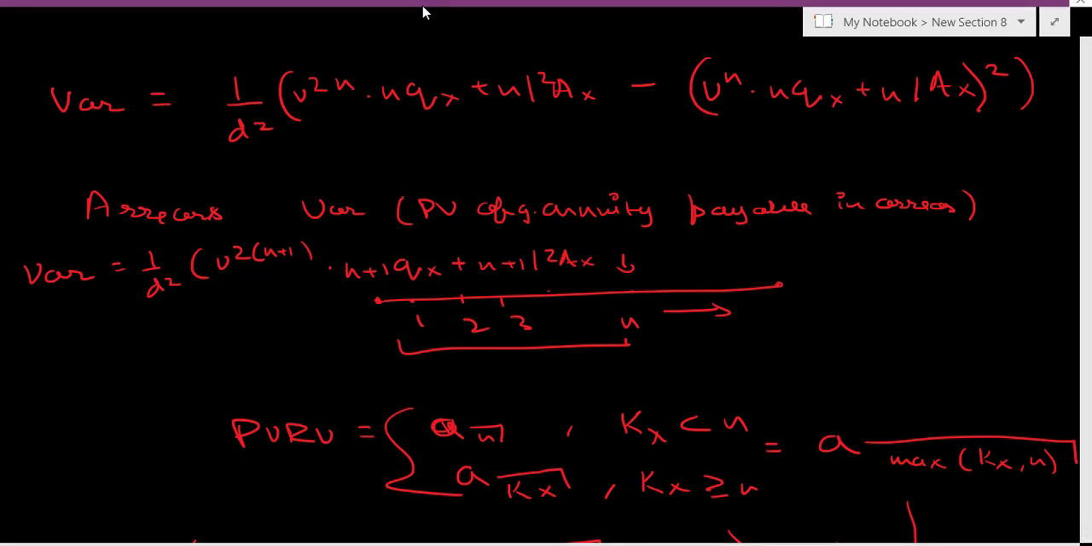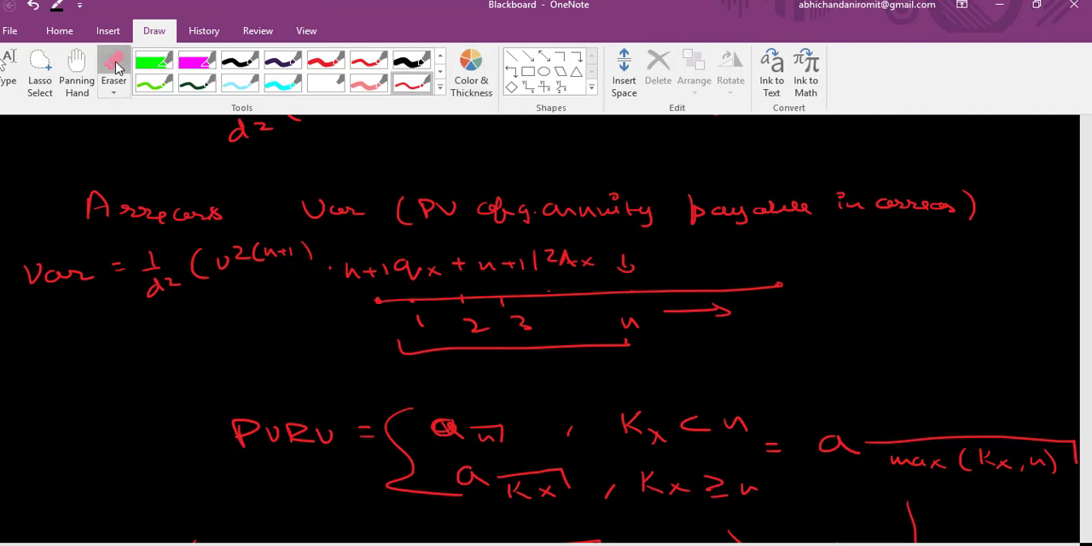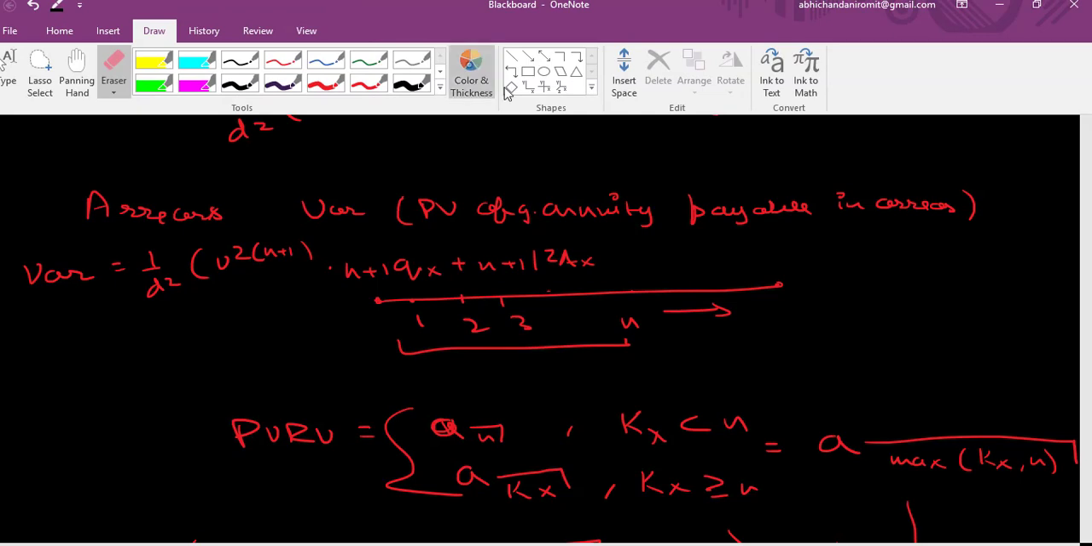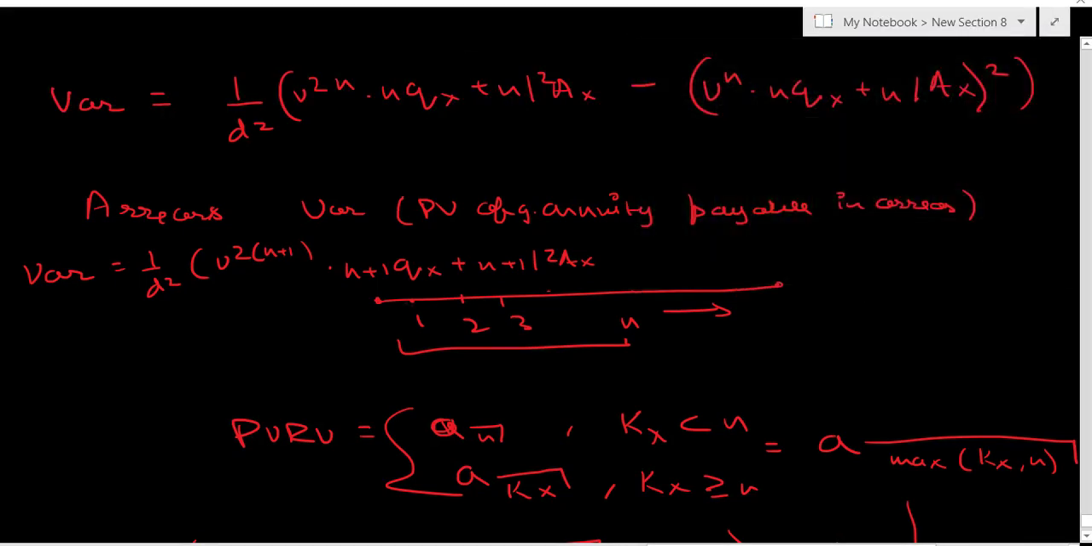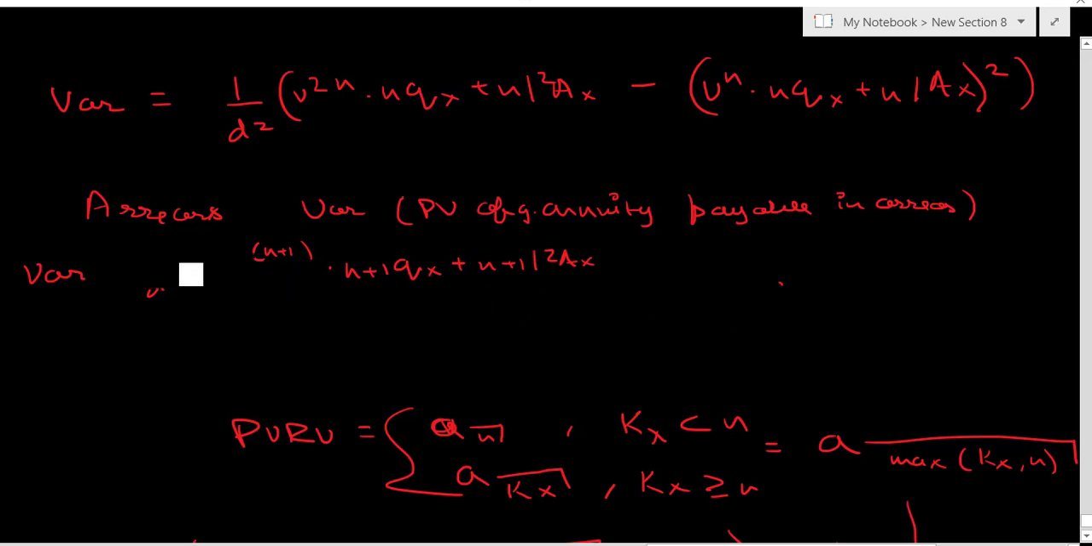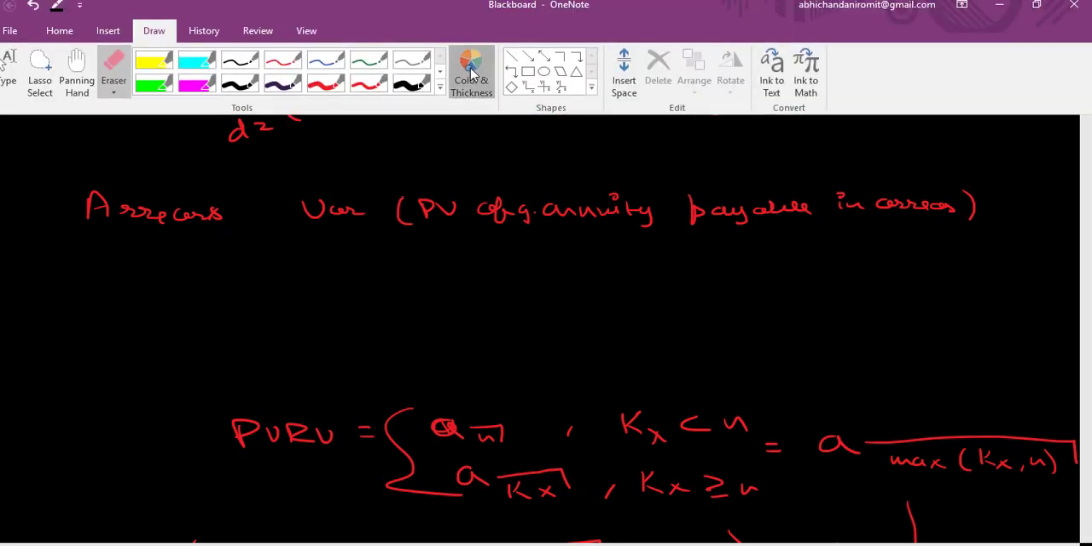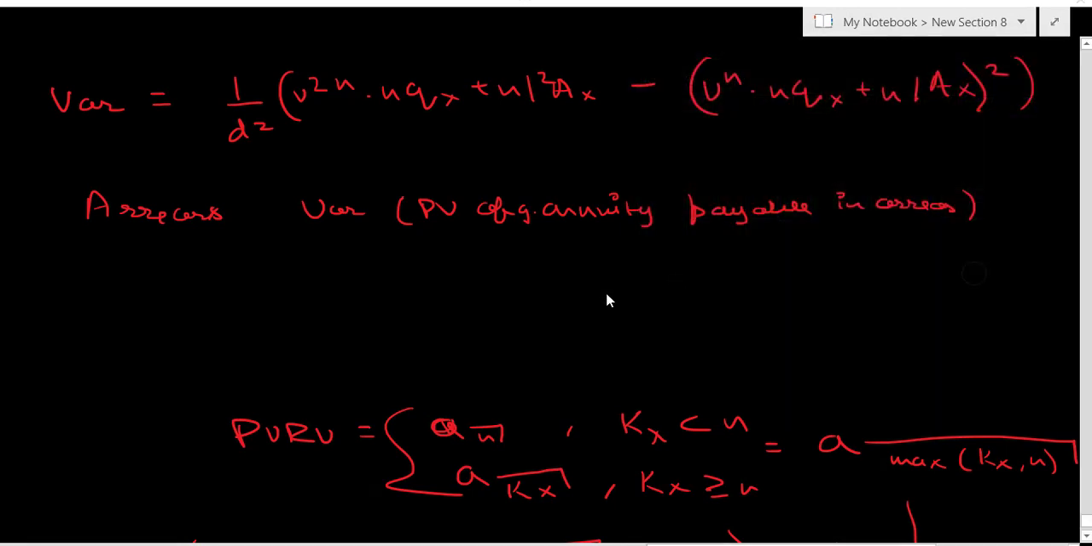Let's erase this part. In fact, I'm going to erase the entire thing. I'm erasing this so that I can write the formula more clearly for you guys. I'm going to write it more clearly now with a different colored pen so that it is very clear.